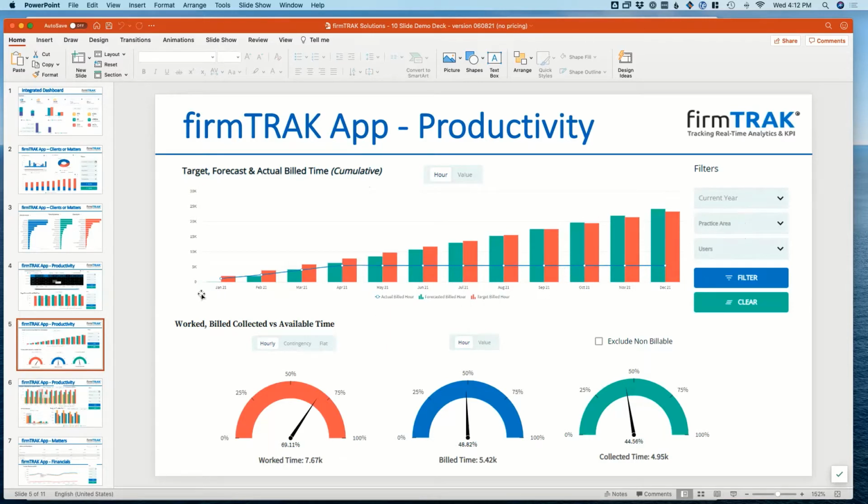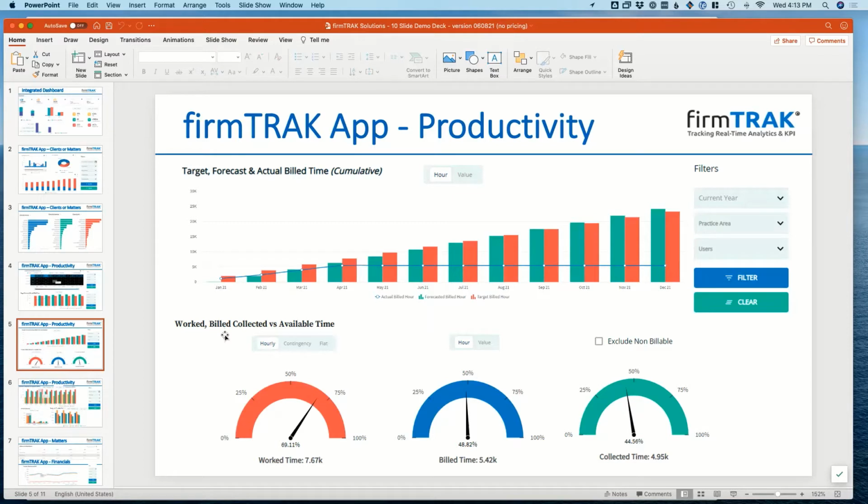If we jump down to worked, billed, and collected time, the worked, billed, and collected time relate, again, globally, initially, to all of the time that's allocated within the law firm. So for this particular law firm, 69.11% of all available time is considered to be work time. Work time would be billed and non-billed. Of the 69.11% that's worked, the total amount of billed time is 48% of that amount of 7,670. The collected time then is a little less than 50% of what was actually billed.